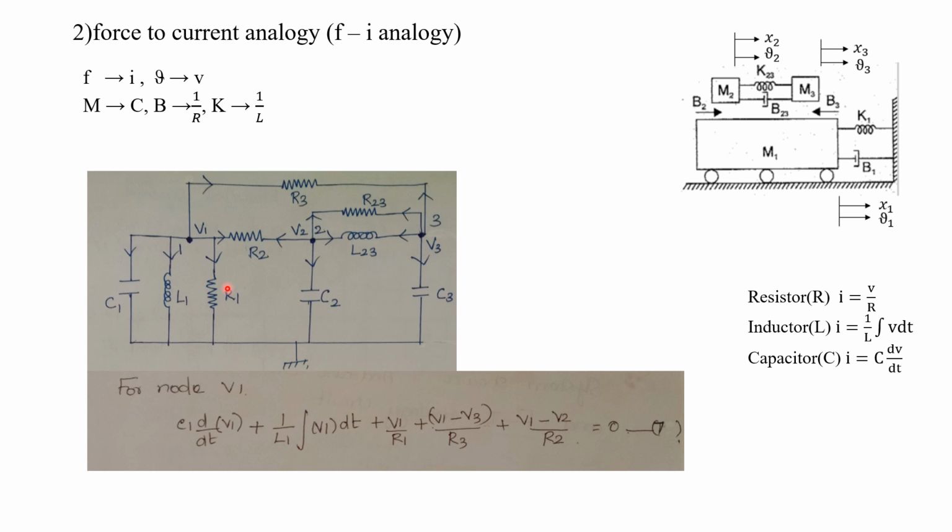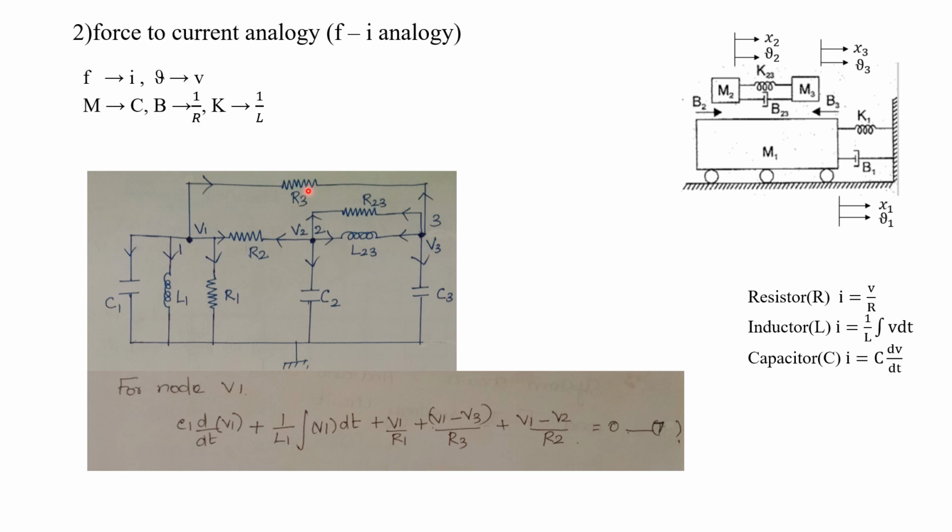The next is the resistor. What about the current flowing through the resistor? I is equal to V by R. That is V1 minus 0, that is the voltage, V1 divided by R1. Then next, the R3 resistor. This is another outgoing current. So what will be the formula for current? I is equal to V by R. V is nothing but the voltage difference between one end of R3 and the other end of R3. One end is connected to V1, the other end is connected to V3. So V1 minus V3.